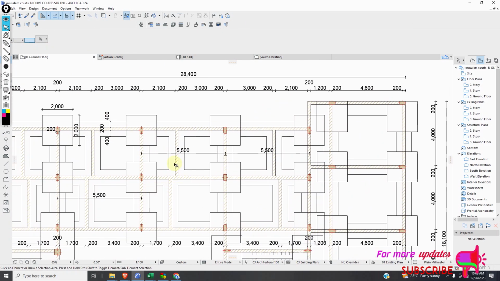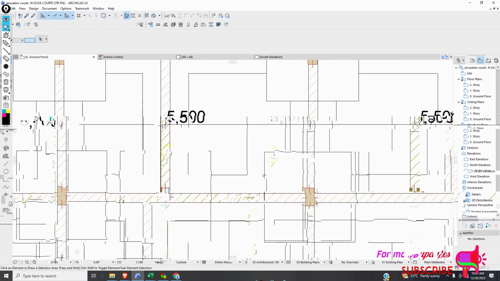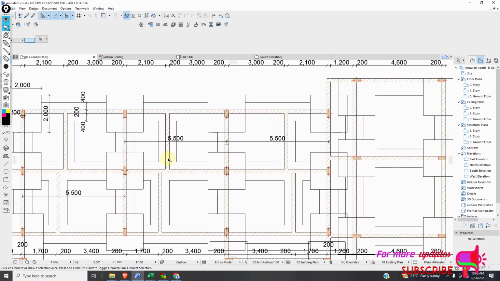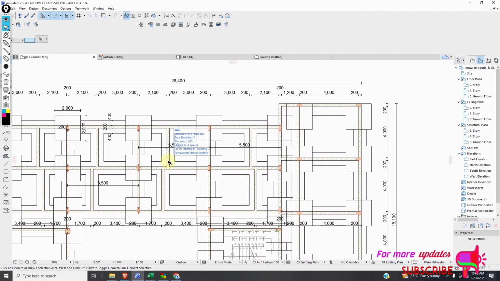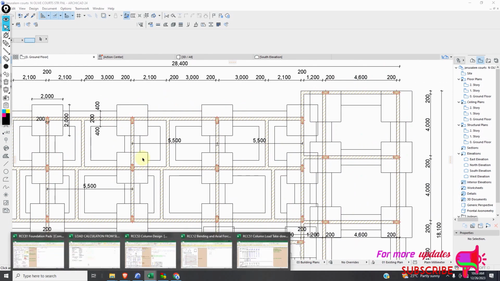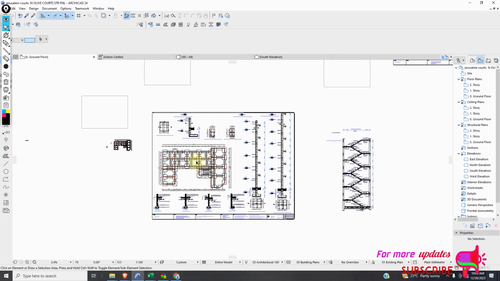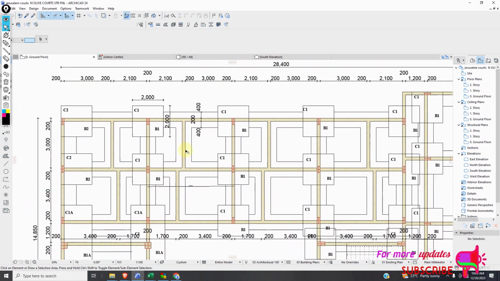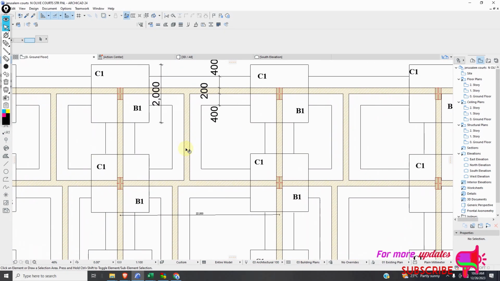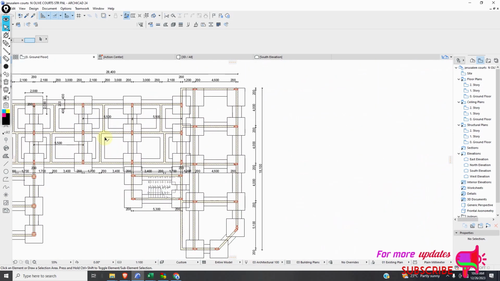I'm not sure about these secondary beams, but maybe these secondary beams don't have a partition wall. Okay, let's say they don't have a partition wall, because I cannot see the slab layout of this building. But you can see we have a partition on both of these two. We can clearly have a partition wall there.